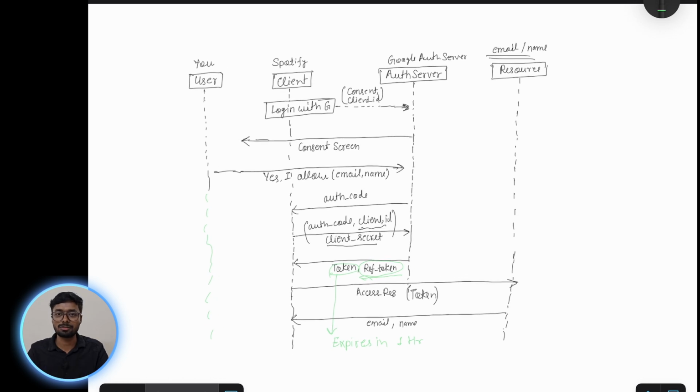So now you know how OAuth works. The point to remember is that we have 4 entities. First one is your client. In our example, it's Spotify. The second one is the user. The third one is the authorization server. The authorization server is responsible for managing tokens and all. The fourth one is the resource. The resource is what Spotify needs. In our case, it's email and name.